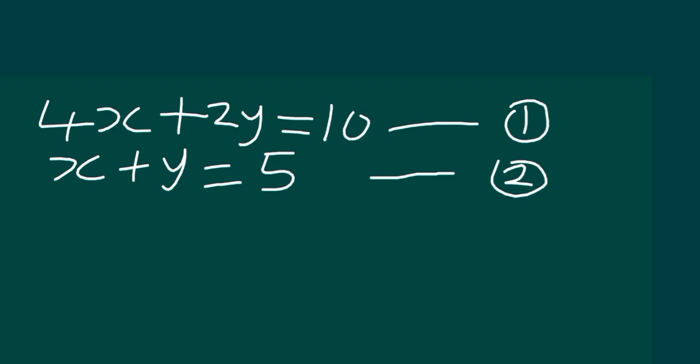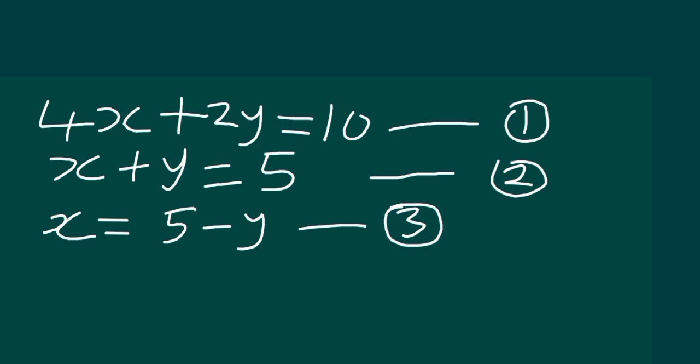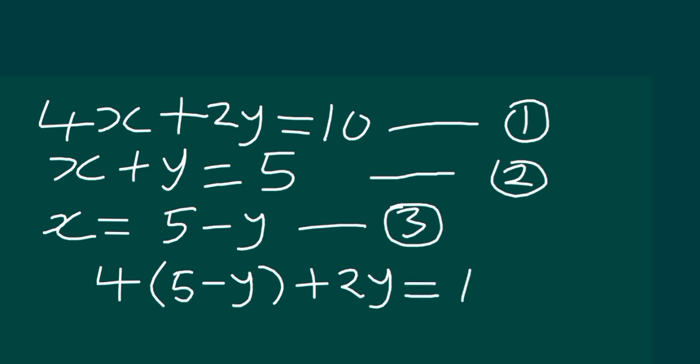Making x the subject of the equation in 2, we have x is equal to 5 minus y. Let us call this equation 3. We then go ahead to substitute our 5 minus y for x in equation 1. So let's write down our equation 1. So we have 4, instead of writing our x, we have x is equal to 5 minus y. So we write 4 into 5 minus y, plus our 2y is equal to 10.